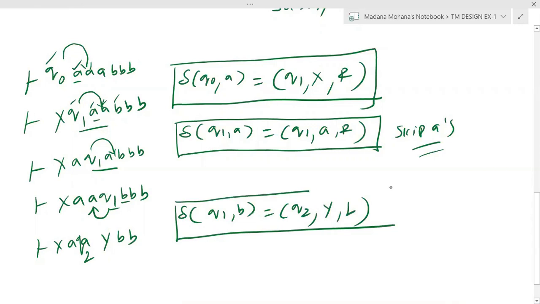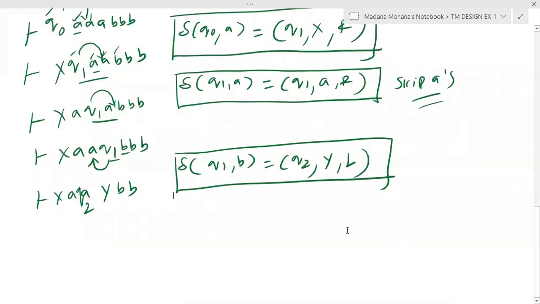Now we can see here the first B is replaced with Y. Then what do we have to do? We have to go back and search for the second A. Whenever you are coming back, you can see whether any A's are there.